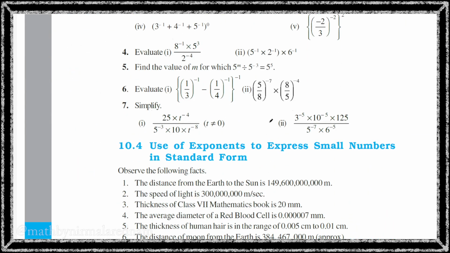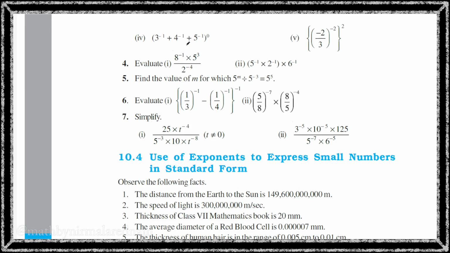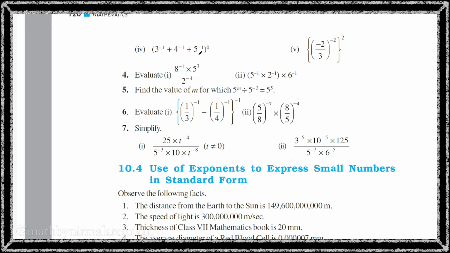The fourth bit from the third question says, now whatever is inside, as long as it's not 0, this is defined and the value is 1. I need not really calculate this. Even if you were to calculate, it will be 1 by 3 plus 1 by 4 plus 1 by 5 and take the LCM and proceed. But without calculating directly, you can say the answer is 1 because whatever the result, it is raised to the power 0. So that means it's 1 according to the sixth law of exponents.